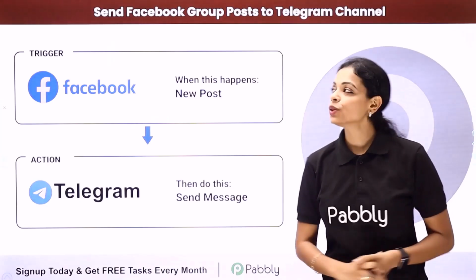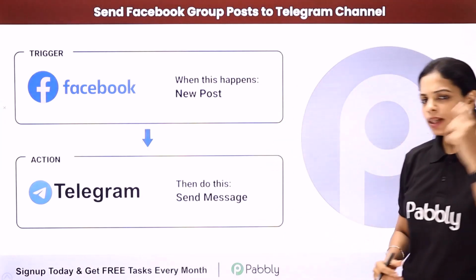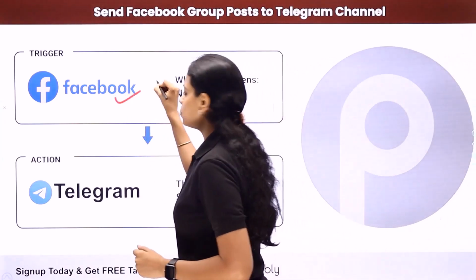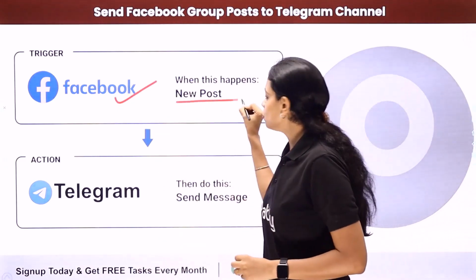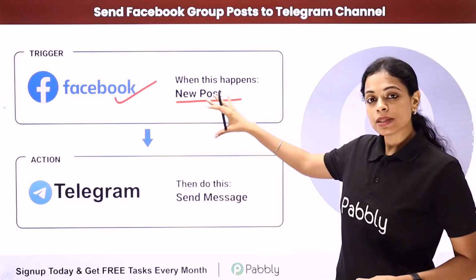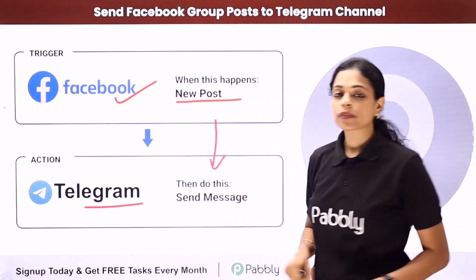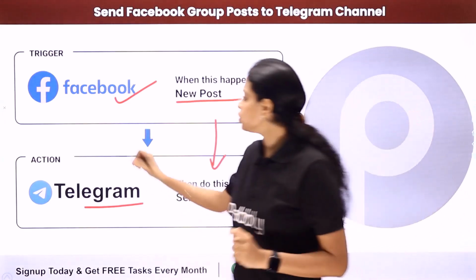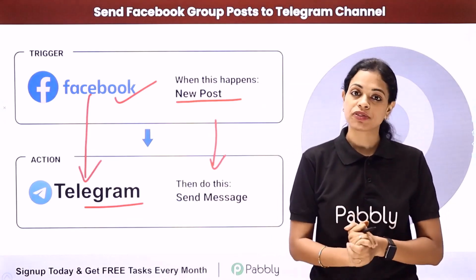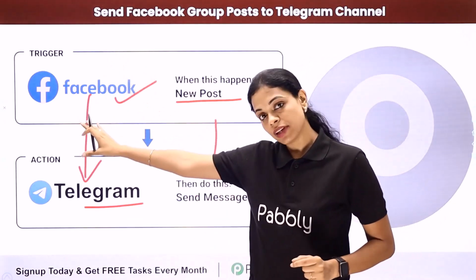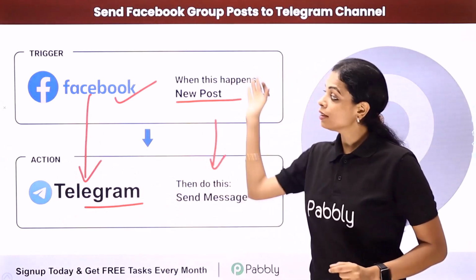In this video, we are going to see how to send Facebook group posts to Telegram channel. So let's say you're using Facebook groups to share your posts, and every time there is a new post, you want this particular message to be shared on Telegram as a new message. Now how can you do that? For this you will have to integrate these two applications, and the same can be done using Pabbly Connect software. Here your trigger application would be Facebook and your action application would be Telegram. And you can automate this entire process.